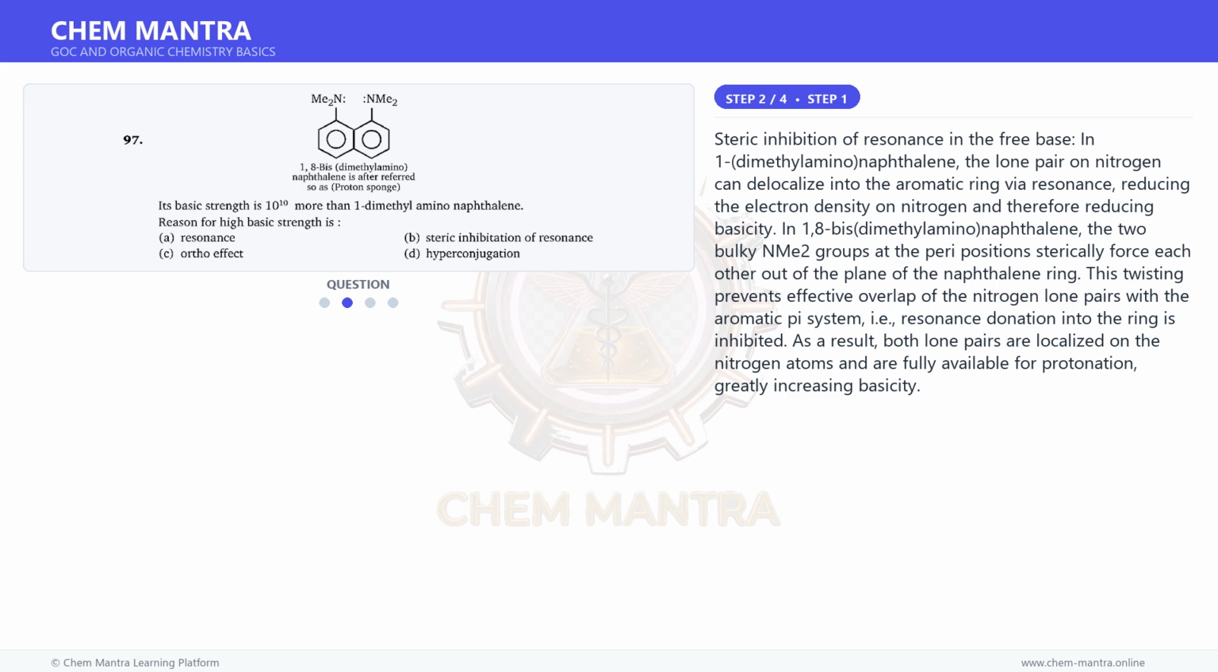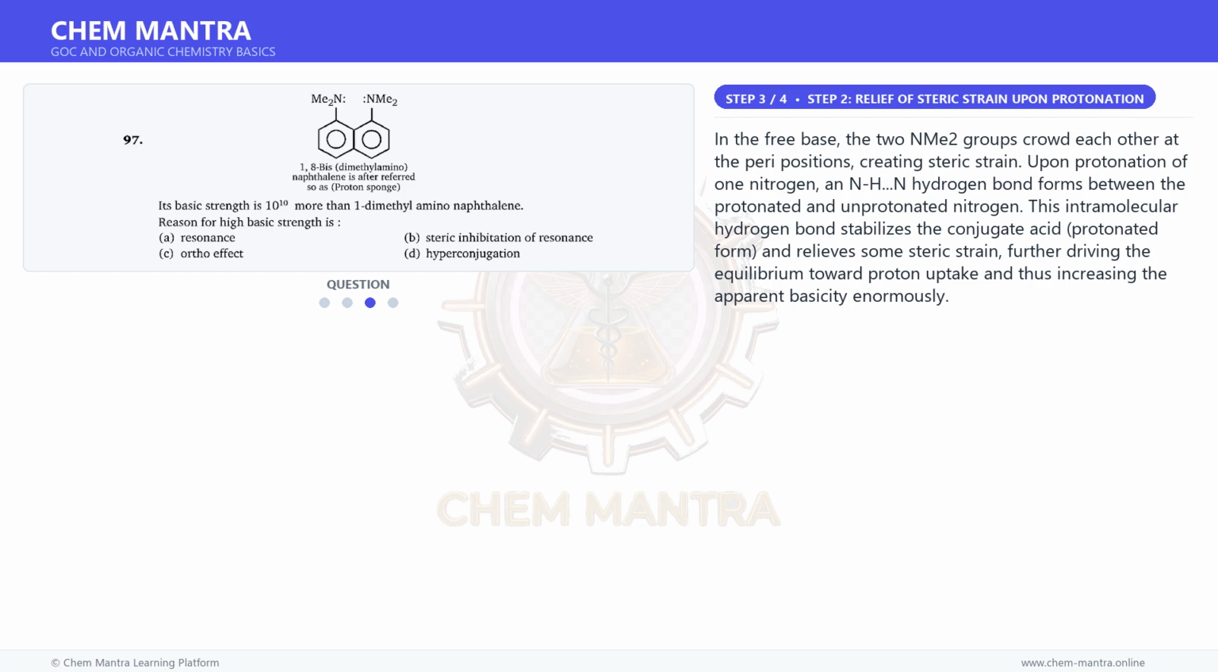In 1,8-bis(dimethylamino)naphthalene, the two bulky NMe2 groups at the peri positions sterically force each other out of the plane of the naphthalene ring. This twisting prevents effective overlap of the nitrogen lone pairs with the aromatic pi system, i.e., resonance donation into the ring is inhibited. As a result, both lone pairs are localized on the nitrogen atoms and are fully available for protonation, greatly increasing basicity. Moving on to the next step.